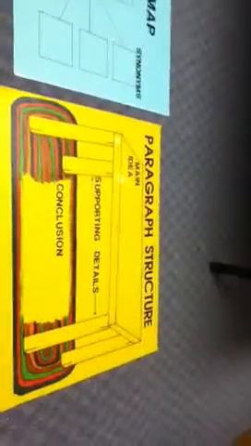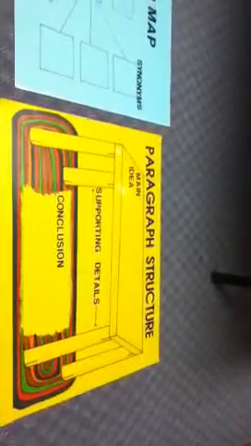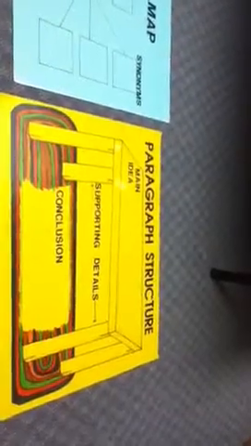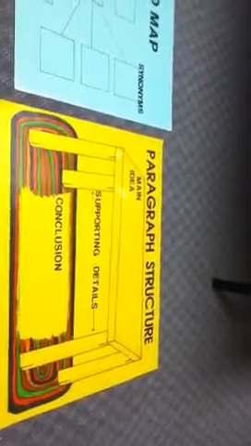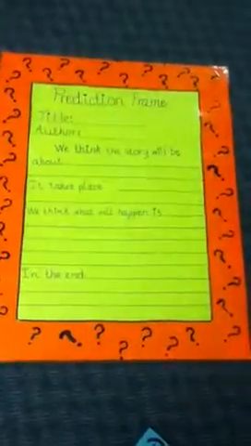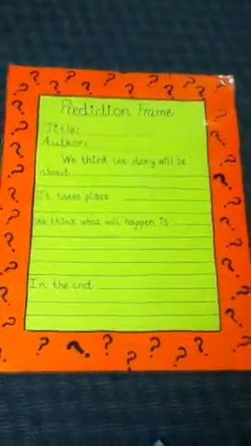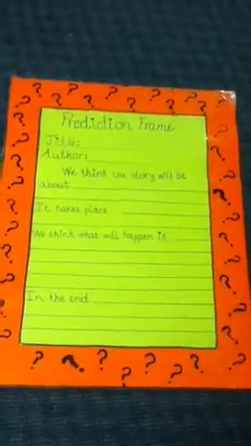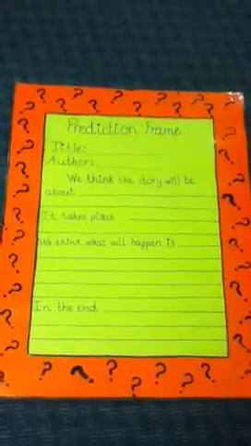Next one has to do with paragraph structure. And you can see we have a main idea with supporting detail, and then we have a conclusion to go with it. The prediction frame, what I like about this one, it looks like a picture frame, and you can see we can use this to predict with the story we're going to read.